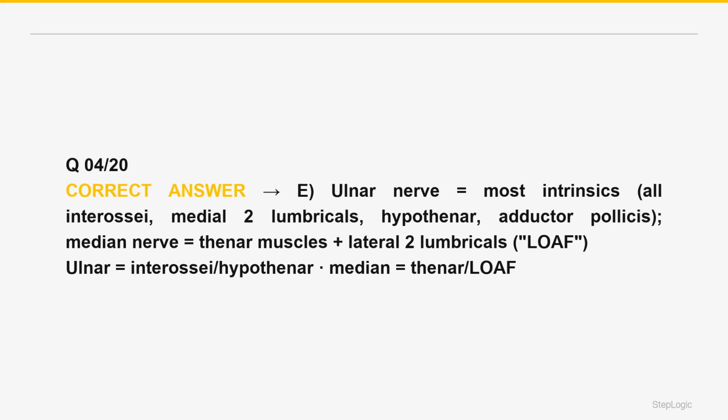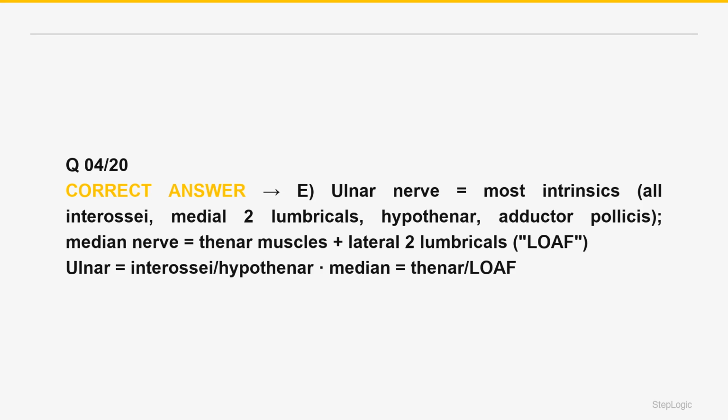The median nerve, via its recurrent and other branches, supplies a smaller set, remembered by LOAF: the lateral two lumbricals to digits 2 and 3, the opponens pollicis, the abductor pollicis brevis, and the flexor pollicis brevis, essentially the thenar muscles plus the radial lumbricals. So median nerve injury, e.g. carpal tunnel, causes thenar wasting and loss of thumb opposition or abduction.